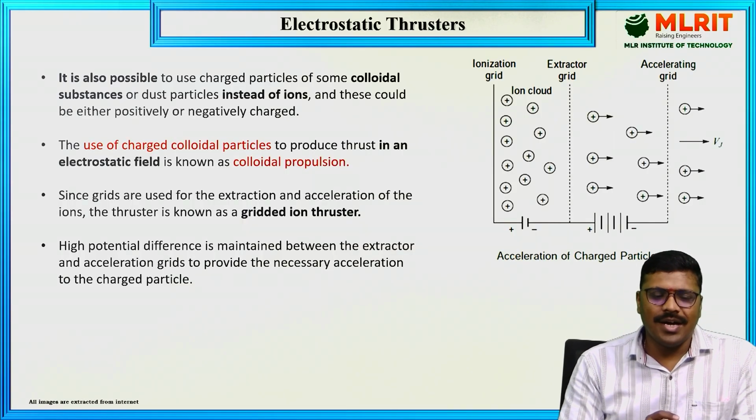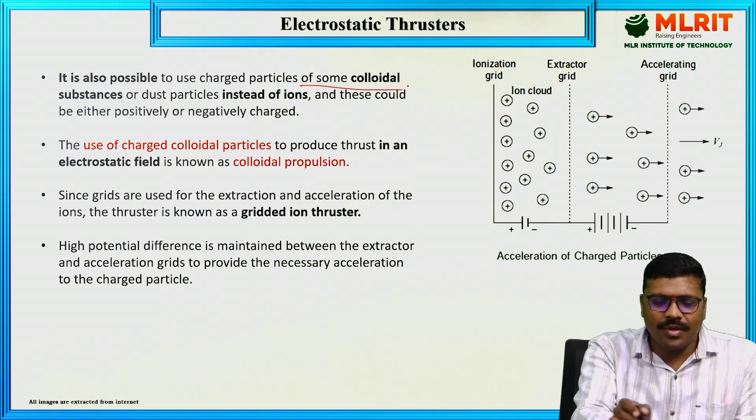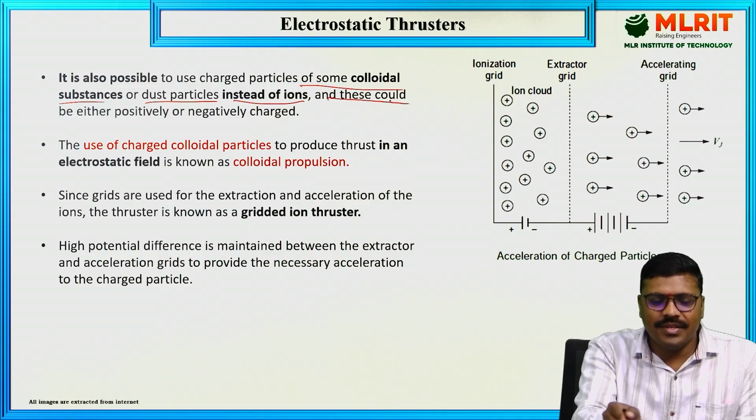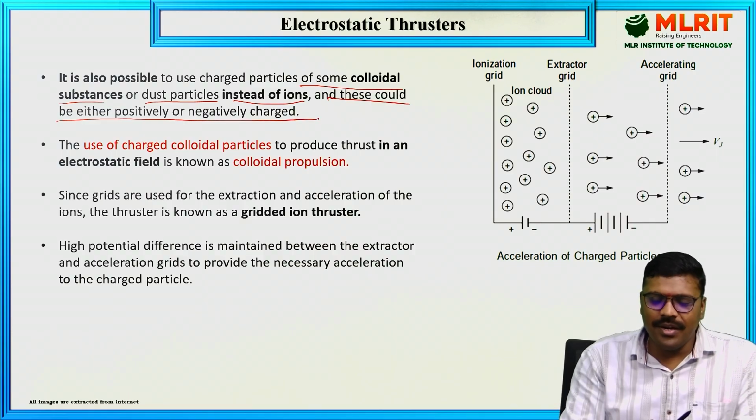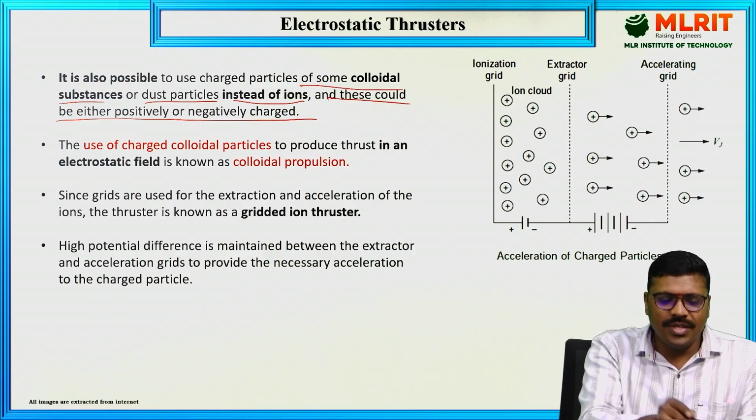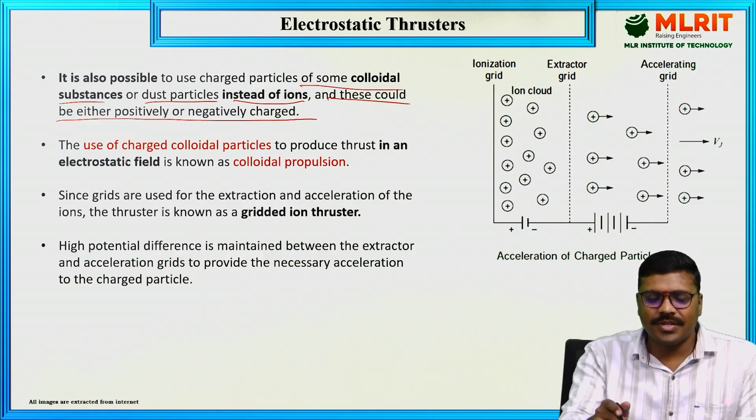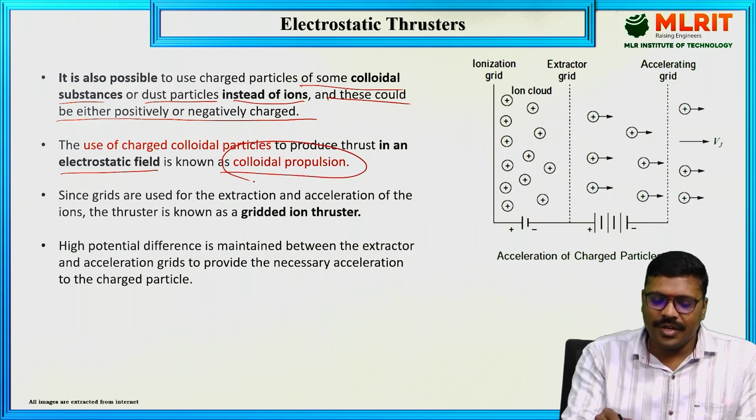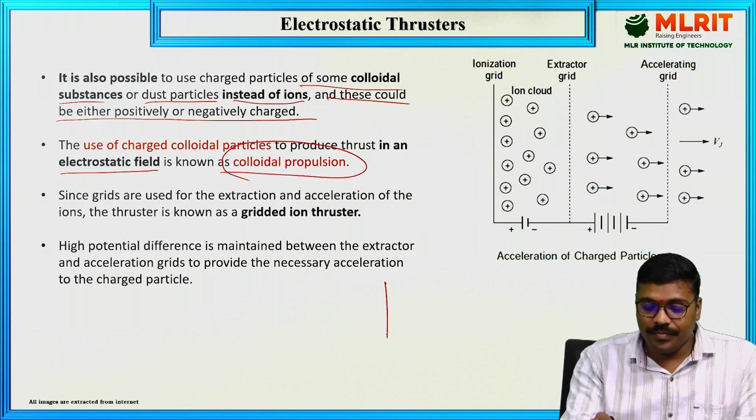Next, it is also possible to use charged particles of some colloidal substances or dust particles instead of ions, and these could be either positively or negatively charged. The use of the charged colloidal particles to produce a thrust in an electrostatic field is known as colloidal propulsion. We can place one colloidal substance. When the gas heats this colloidal substance, it will ionize.